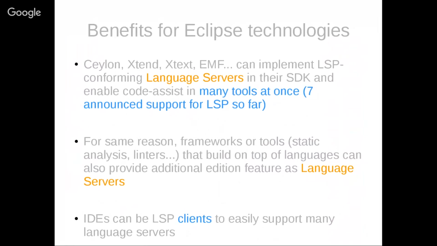So if you create a Ceylon-based language server for Ceylon, then you can plug it into Eclipse IDE, which supports the language server protocol. You can plug it into VS Code, which supports the language server protocol, GNOME Builder, and so on. So you distribute your language tools on many tools at once. Same thing for everything that's related to static analysis, linting, and so on. And all the various IDEs we have in our community can obviously be clients of the language server protocol to easily support many language servers with very minimal integration effort.